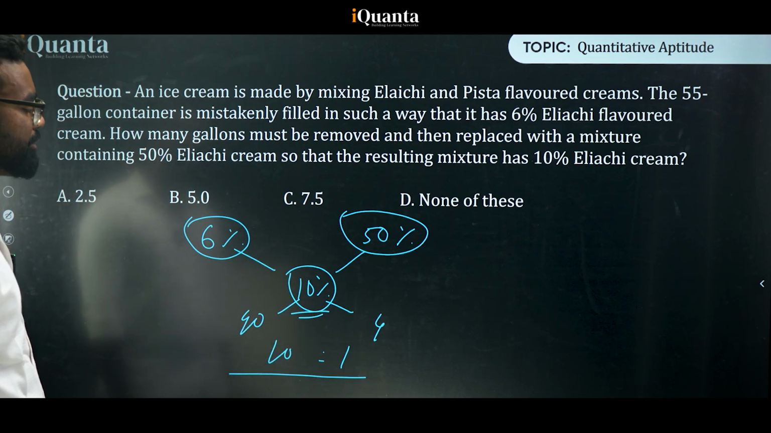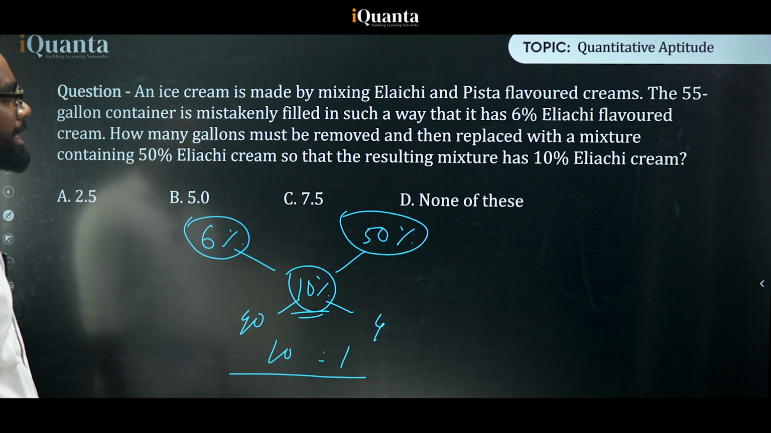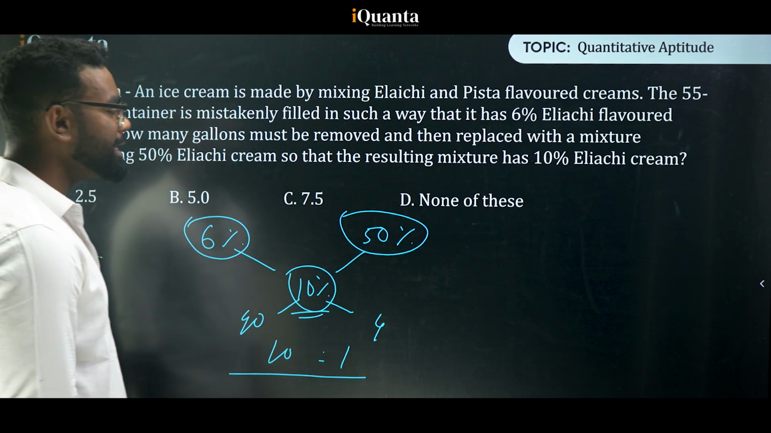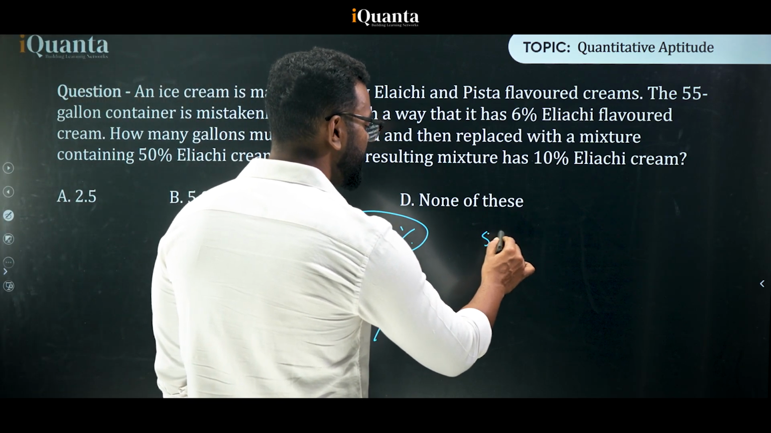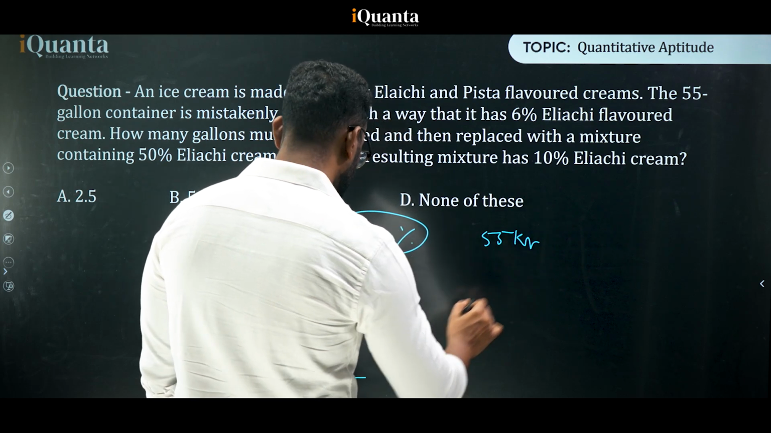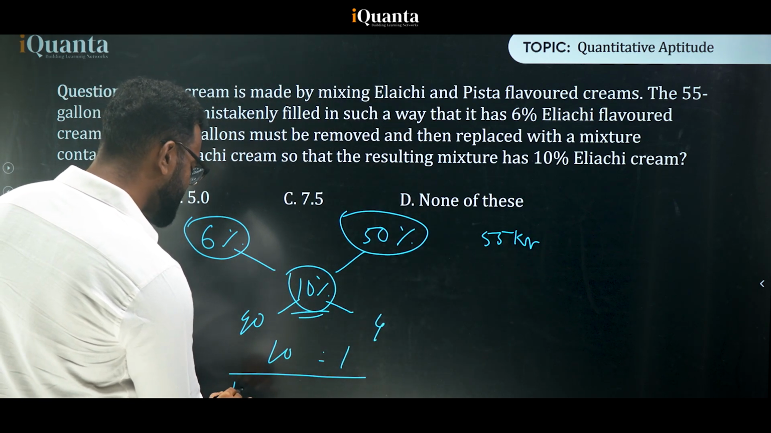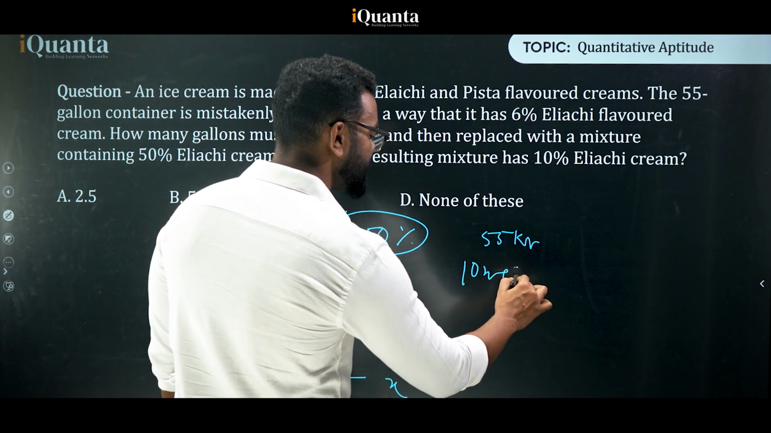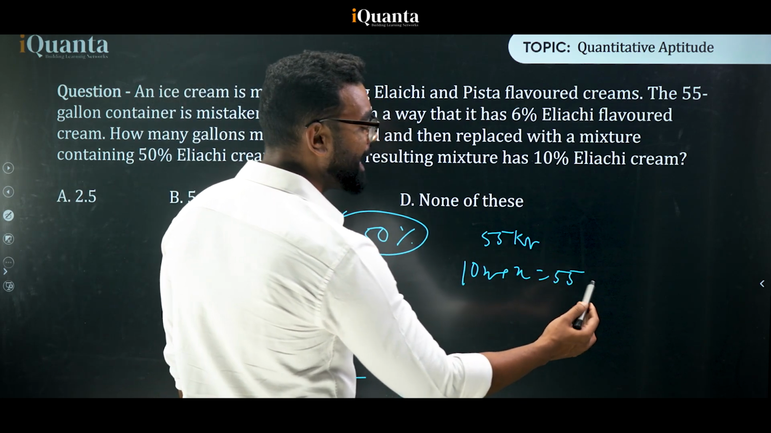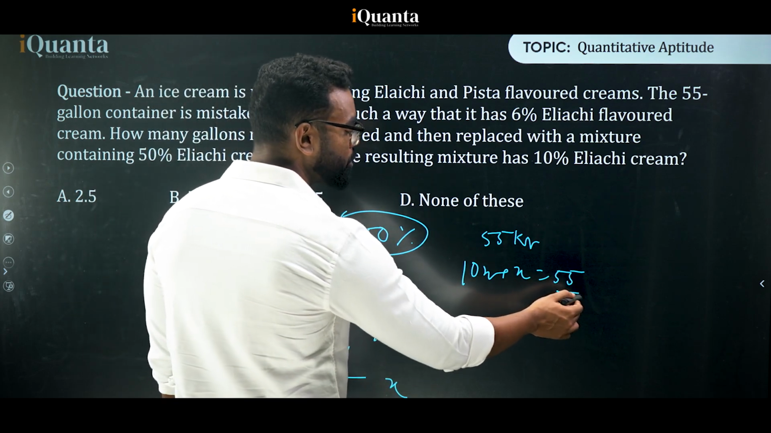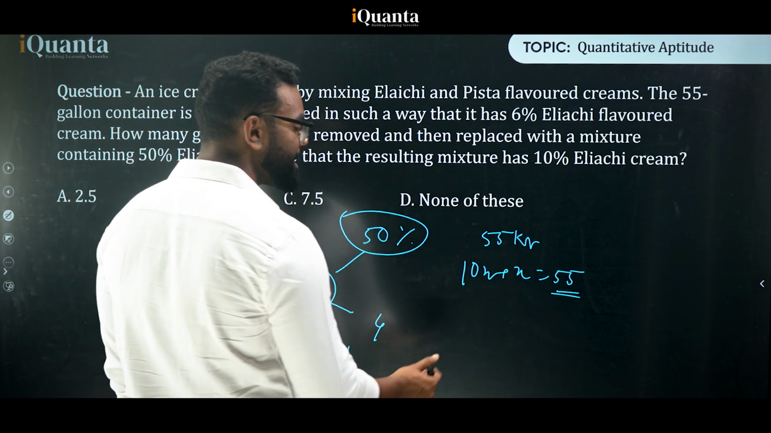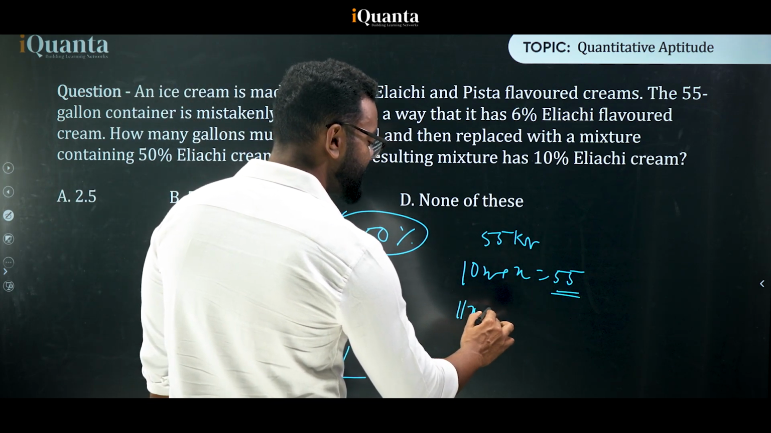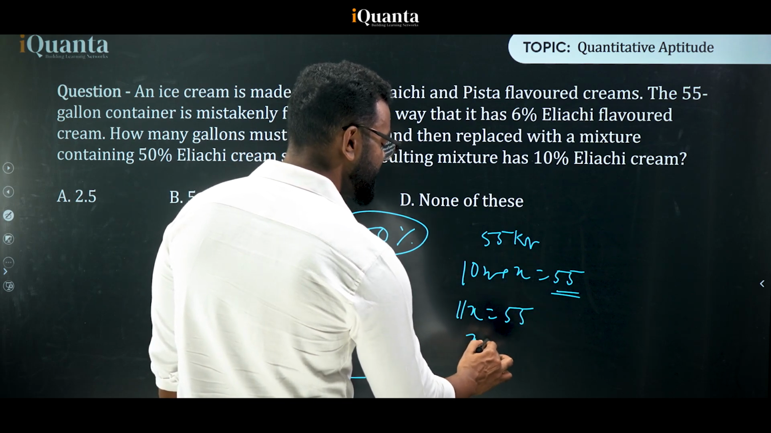Now the ratio should be 10:1, right? So one thing I can say, the total is 55 kg. Let's say this portion is 10x and this portion is x. So 10x plus x has to be 55 kg, because it is removed and replaced, so there is no change in the total volume. So from this I can write 11x equals 55, so x is equal to 5.